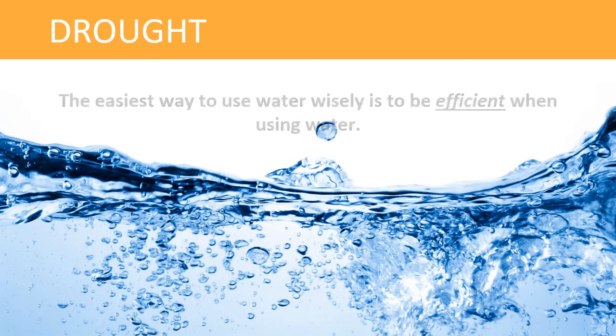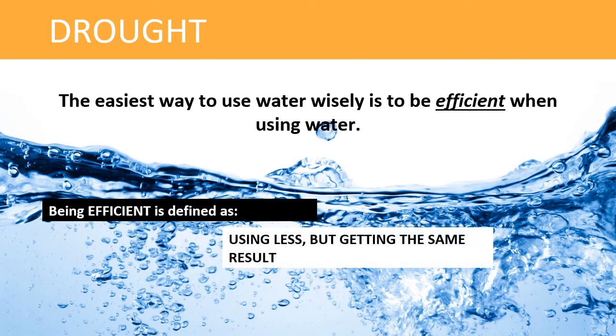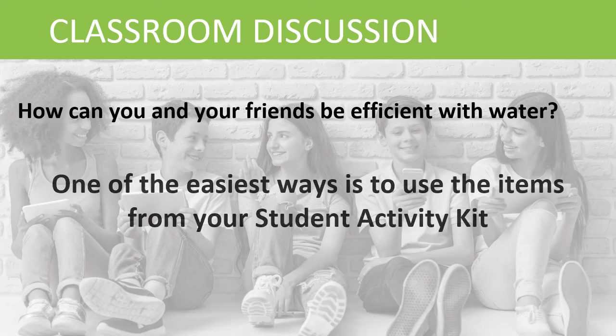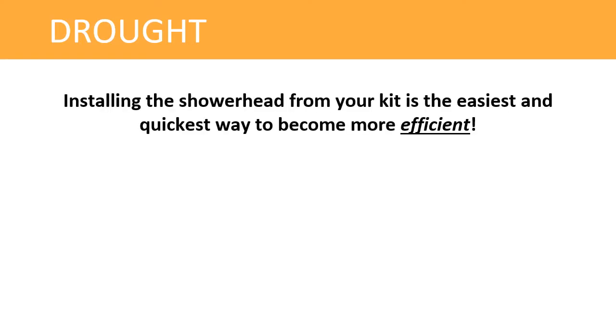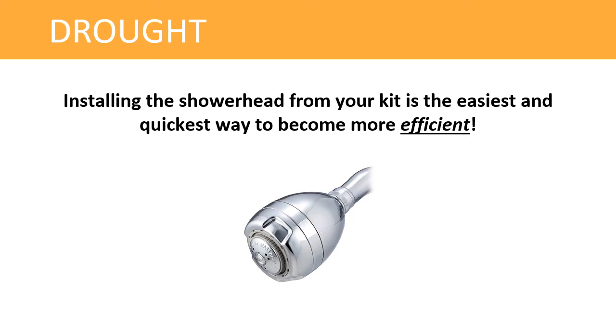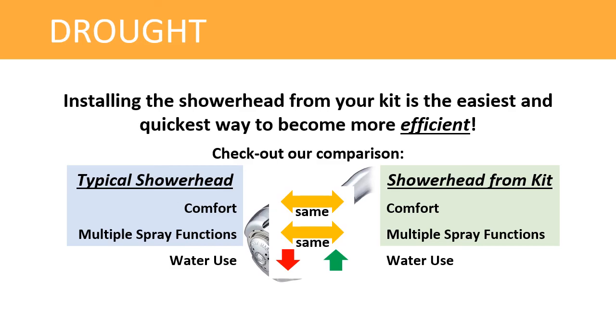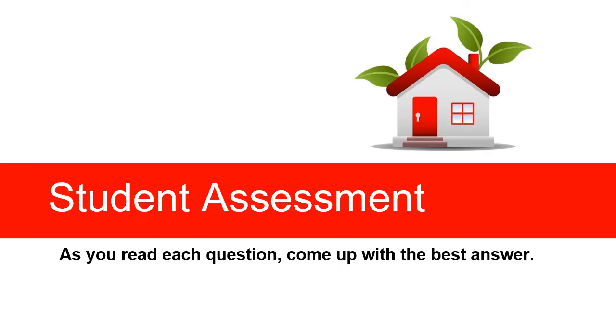And that is being efficient. So we're using less, but getting the same job done. I am not going to have you guys open discuss on the forum about what you can do in order to be efficient. It is something we've talked about in the last couple of classes, and I've shown you some of the ways, such as the shower head from your kit that is efficient, so it has lower flow, and some other things that we have talked about. So you guys already know how to be efficient and how to conserve your water. So I'm not going to get into that today.